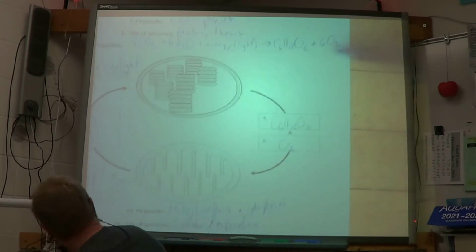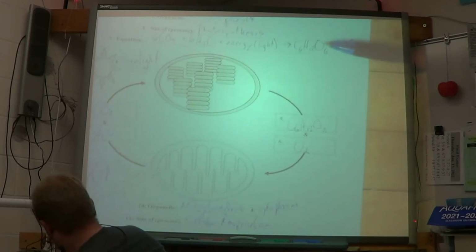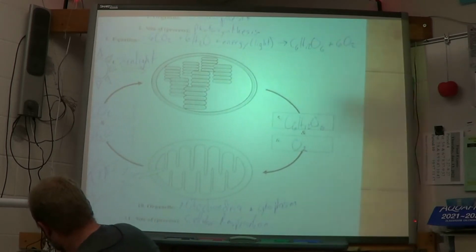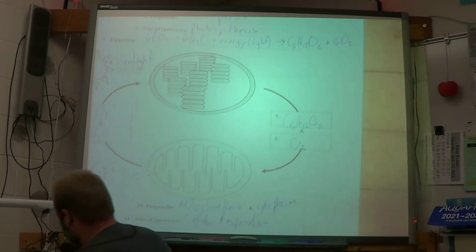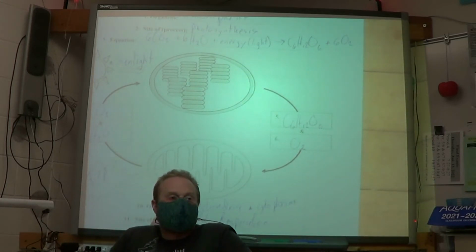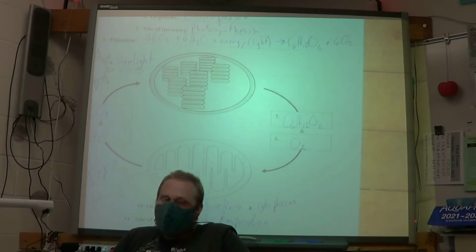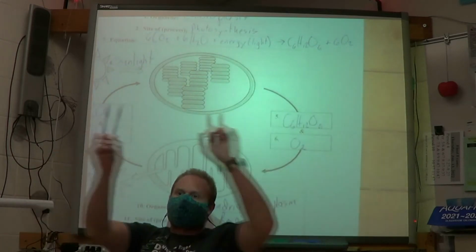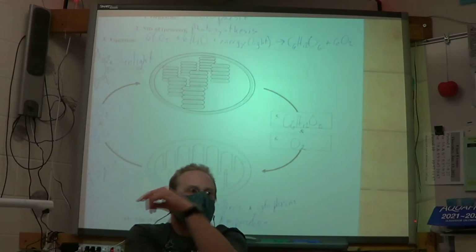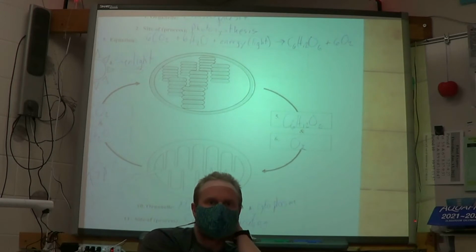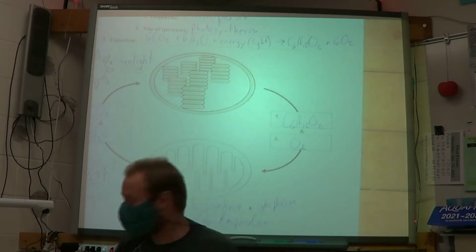Now, what's true about this equation and this equation? What's a similarity and what's a difference between those two equations? If I know the one, what can I do to rewrite the other one? Reverse it. But what is different? Besides the fact that products and reactants, that's definitely a difference. Well, what else? Type of energy. Very good.